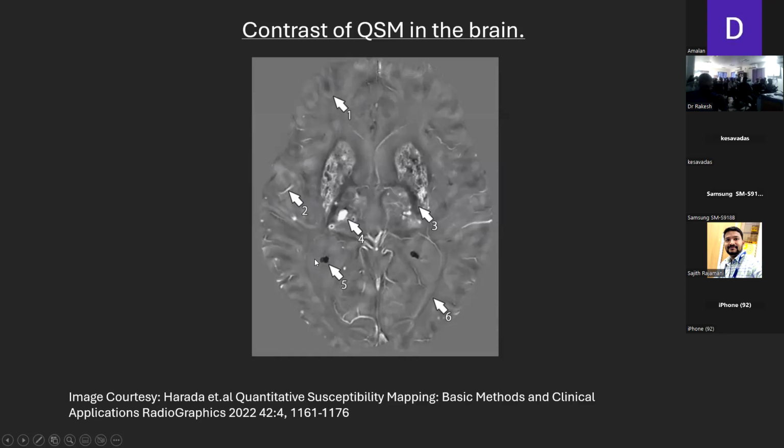Calcification you can see in the choroid plexus, which is appearing dark. There are some bright microbleeds appearing in the thalamus, and also we can see the presence of myelin in the optic radiation.